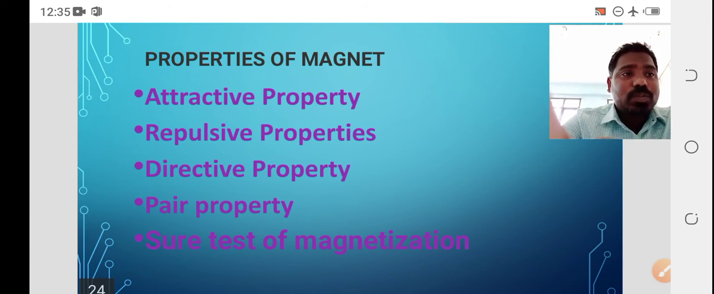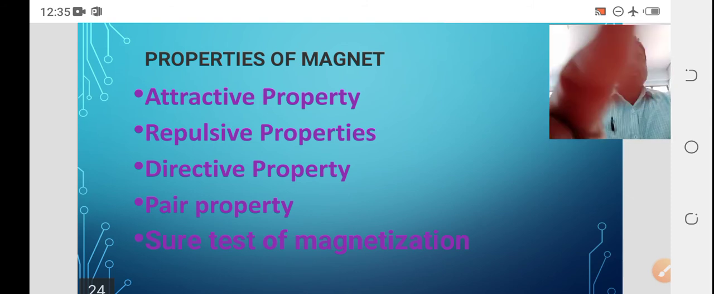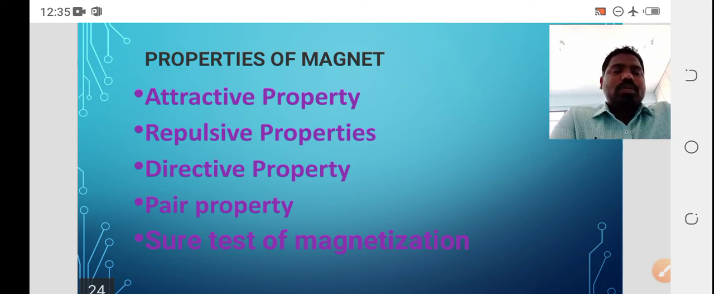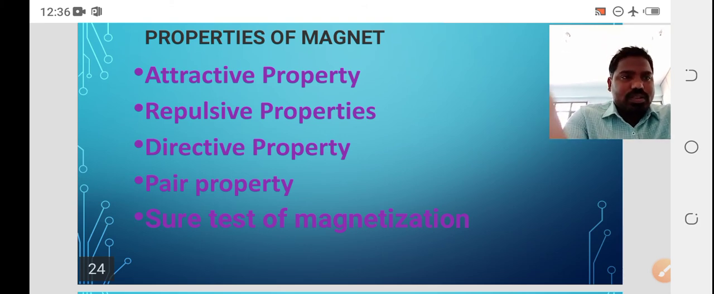Let's see another section about the properties of a magnet. A magnet exhibits many types of properties, but here I'm not going to discuss all of them, just a few of the magnetic properties. The first is the attractive property, then the repulsive property, directive property, pair property, and the test of magnetization. These are the properties of a magnet we are going to discuss.